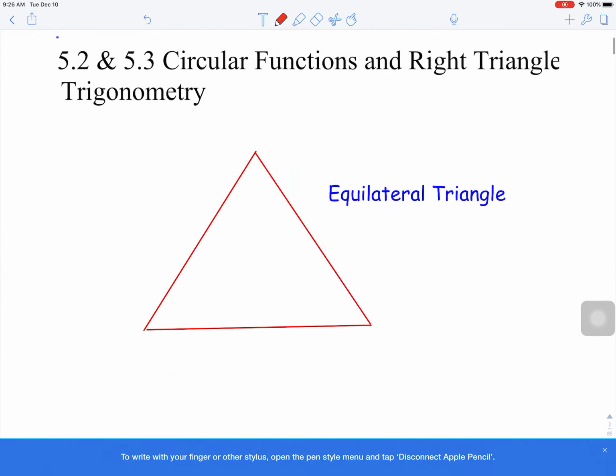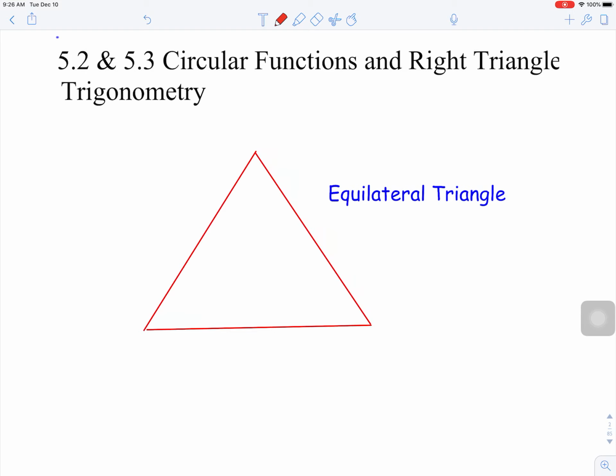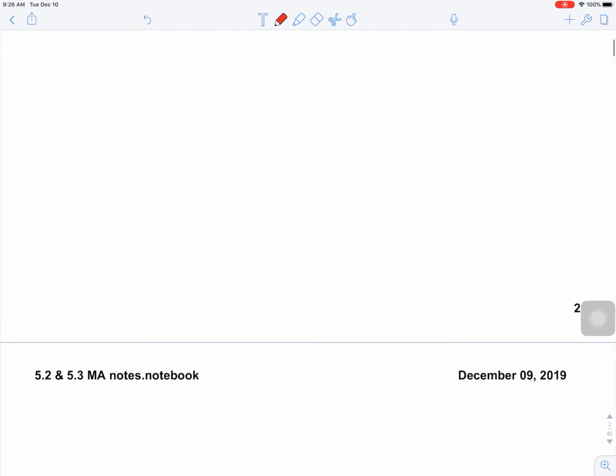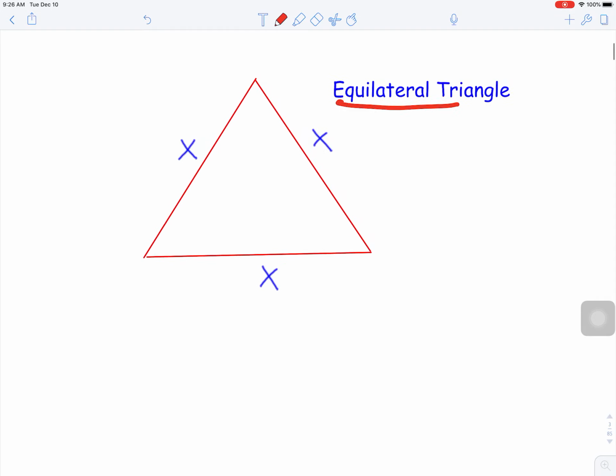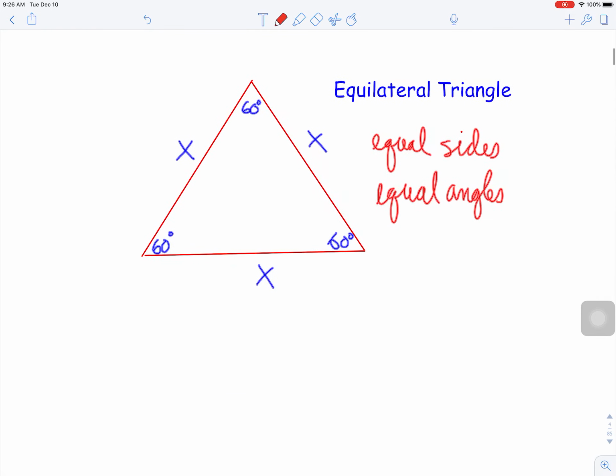So just to kind of get you started on this, I'm going to start with an equilateral triangle. You don't need to write this down, just kind of understand something here. An equilateral triangle has some things that are true about it. What makes it equilateral is all the sides are the same, but in addition to that, all of the angles are the same. So you got 60 degrees in each of the angles in an equilateral triangle. So equal sides, equal angles.